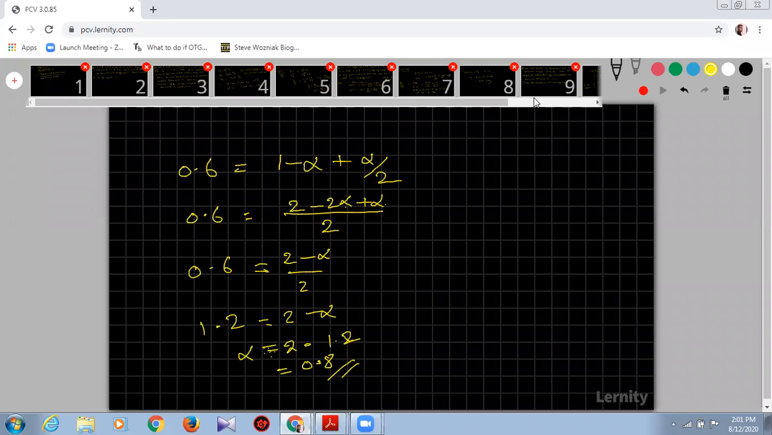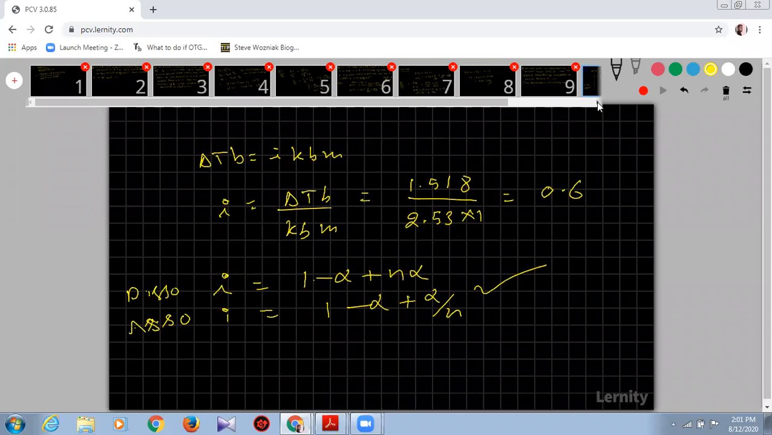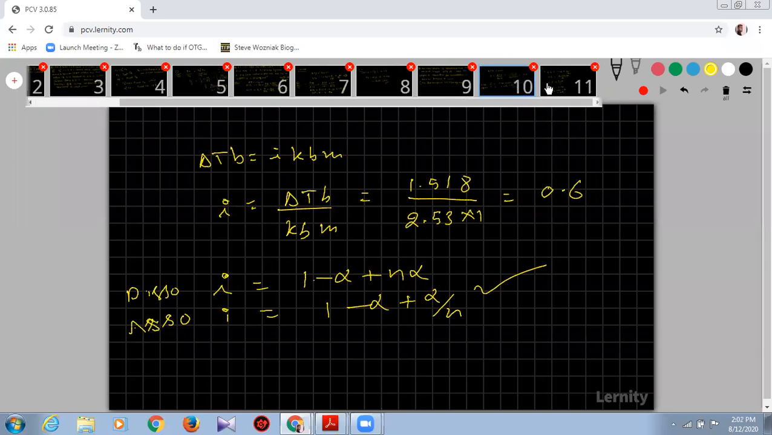If anyone wants more, you can take a screenshot and note it down. This is for the association formula. Next, this one. Take the screenshot.